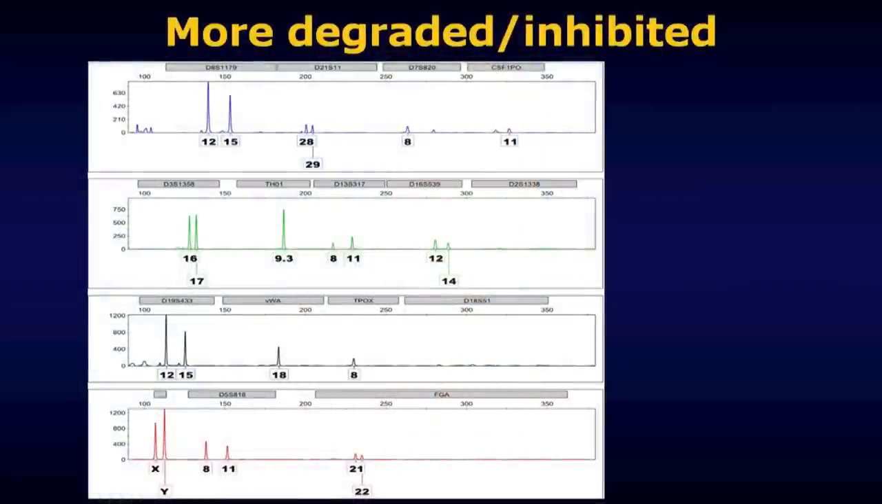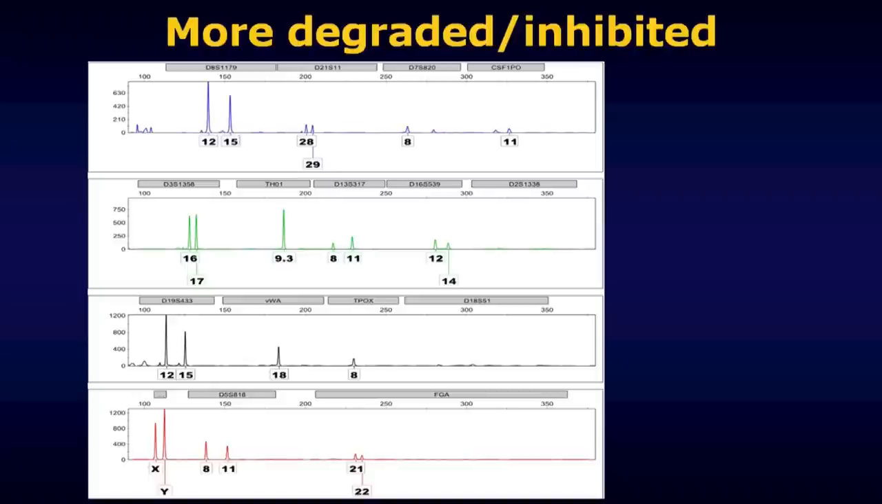Why might you care if a sample has been degraded or inhibited? Well, there's a good reason that you might care about this particular problem associated with DNA profiling results, because degradation and inhibition, taken to their extreme, can alter what information we get from electropherograms. Let me show you this next slide, which takes degradation and inhibition just one step further. The slide that we've been looking at is one that has slight degradation and inhibition. Now let's take a look at one that is more degraded and inhibited.